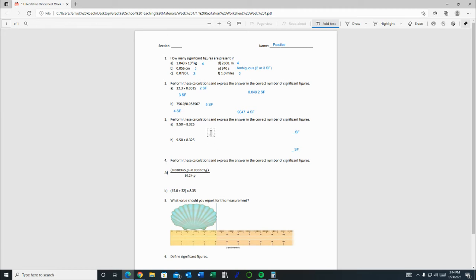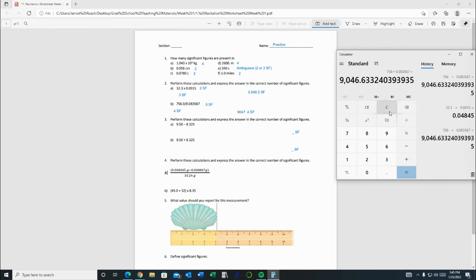Let's move on to our addition and subtraction questions. This is where a lot of people got tripped up. Remember, for addition and subtraction, we determine our sig figs at the end of the problem, and we round to the number that has the least number of decimal places. So let's look at our numbers here. We have 9.50, that goes out to the hundredths place, and then minus 8.325, which goes out to the thousandths place. So we have to round our answer to the hundredths place. So let's do our math.